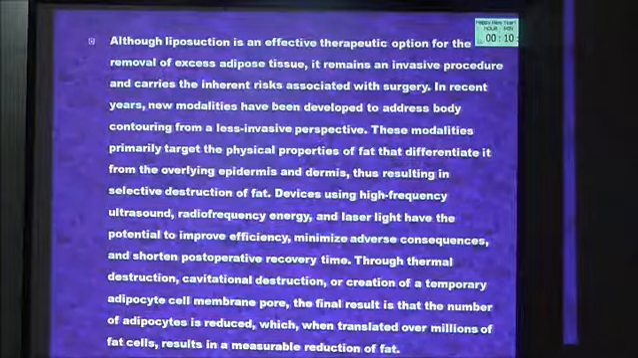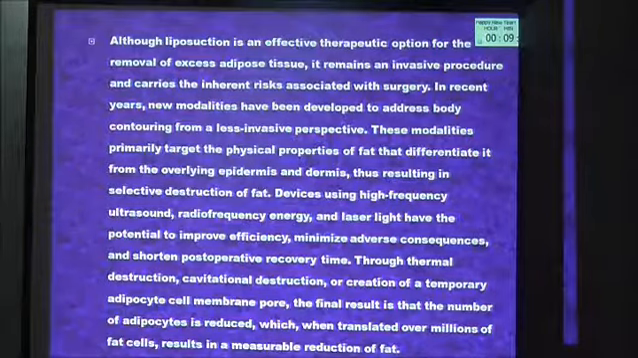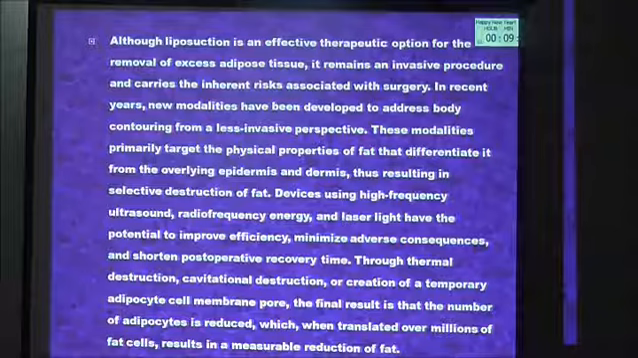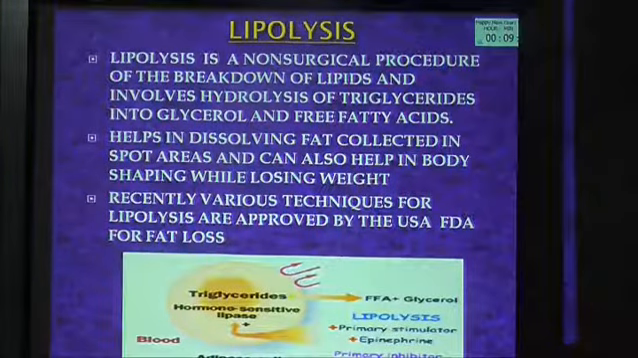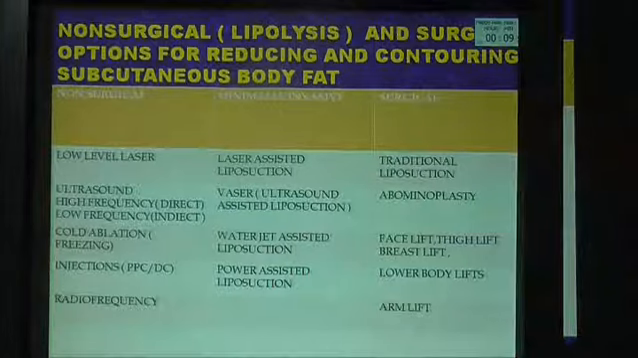Certain devices are available. I'll just go through them. There are two types of devices. One temporarily releases the adipocyte: they break the membrane and release the fat cell. And there are some which are researched which permanently destroy the fat cell, so the fat cell number is reduced. Okay, so this is lipolysis as I told you. Now these are the non-surgical and surgical options for reducing and contouring your subcutaneous fat. So we're going to talk about the non-surgical.